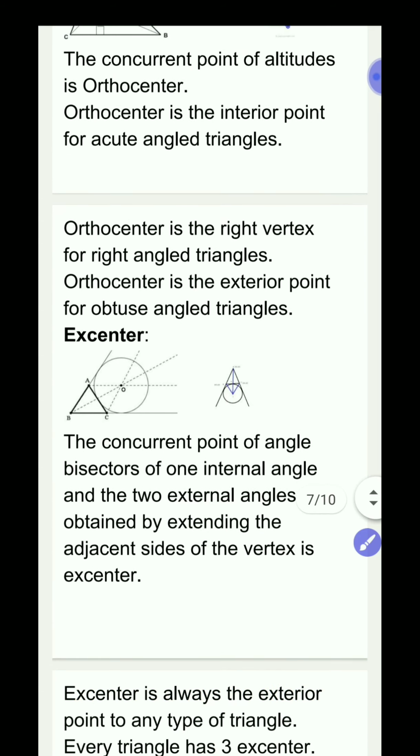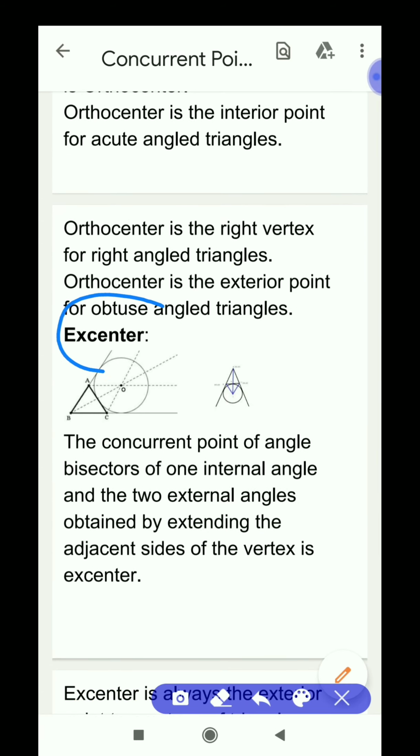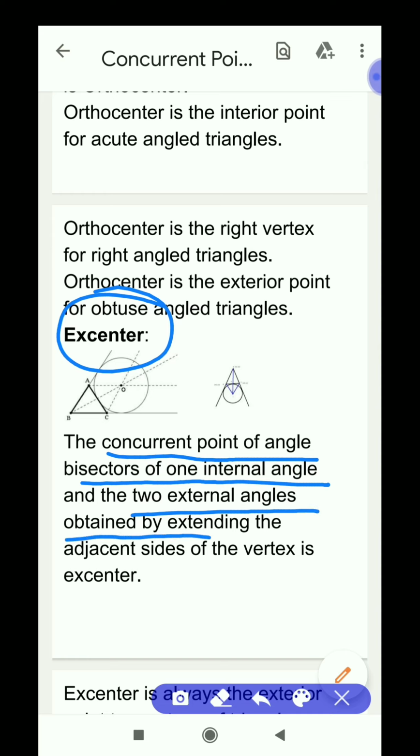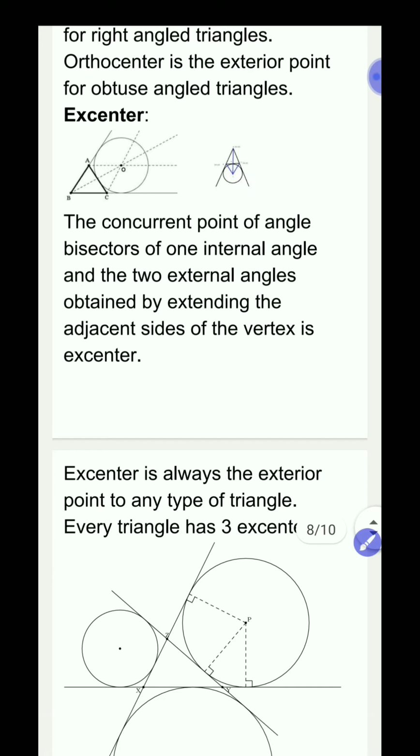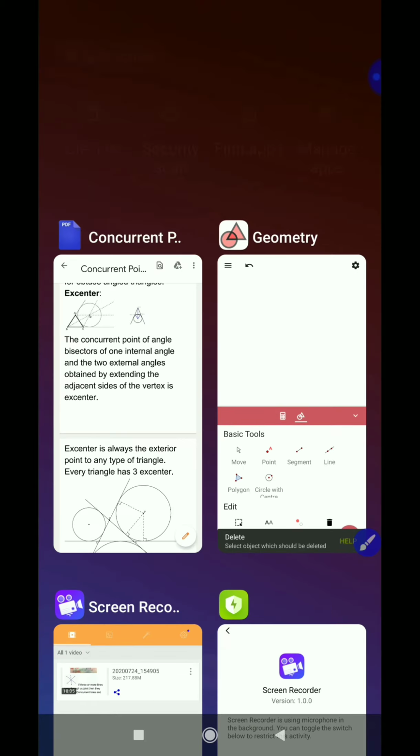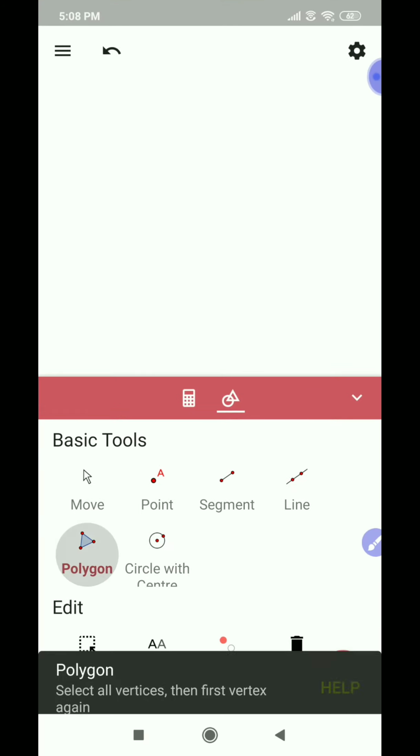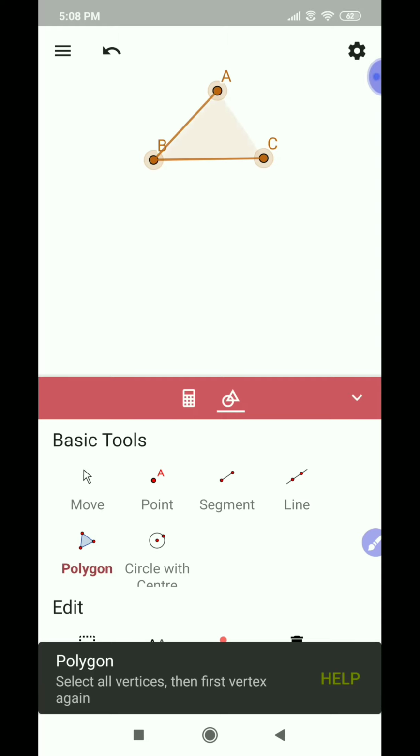Now the last one, what is an excenter? The concurrent point of the angle bisectors of one internal angle and two external angles, obtained by extending the adjacent sides of the vertex, is called an excenter. Don't worry, let us observe carefully. Again, let us construct a triangle ABC.